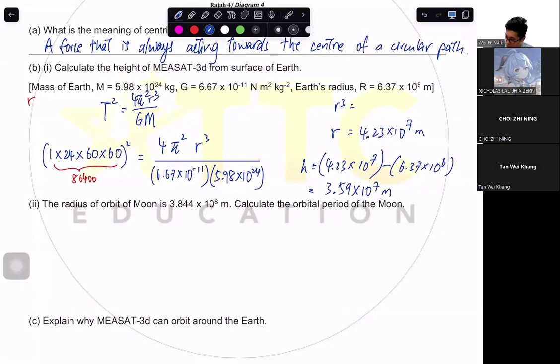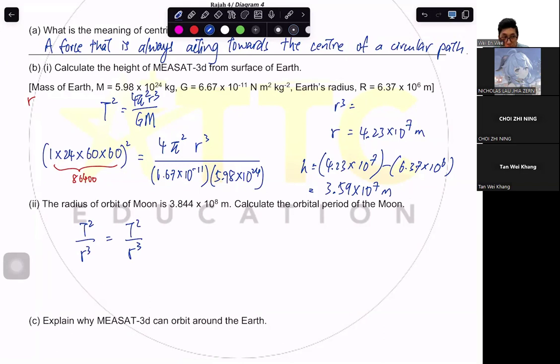Calculate the orbital period. So now we can use the formula just now, which is T squared over R cubed equals T squared over R cubed. We already know the T of the satellite. We know the R of the satellite, we just calculated it. We don't know the T of the moon, but we know the R of the moon.